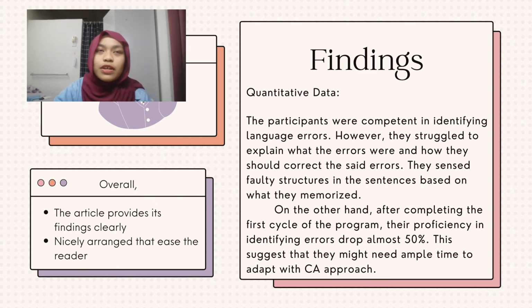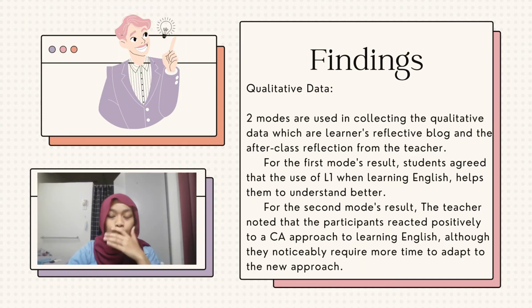Prior to the start of the intervention program, the participants were able to correctly identify the majority of the errors on average. However, later, after completing the first cycle of the program, their proficiency in identifying errors dropped almost 50%. This suggests that they might need ample time or more time to adapt to the contrastive analysis approach.